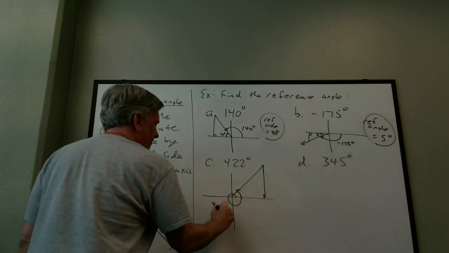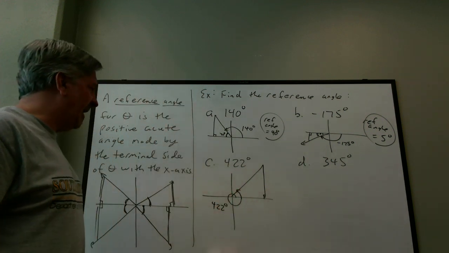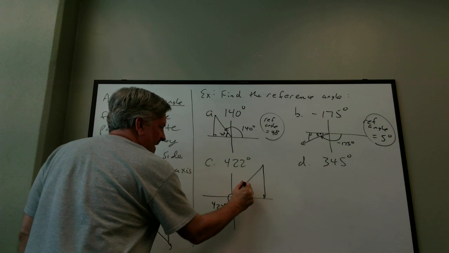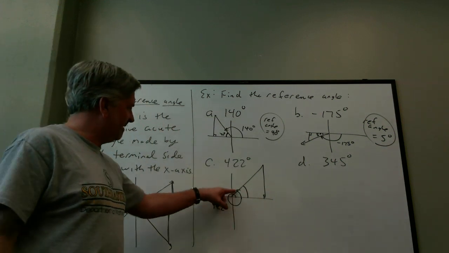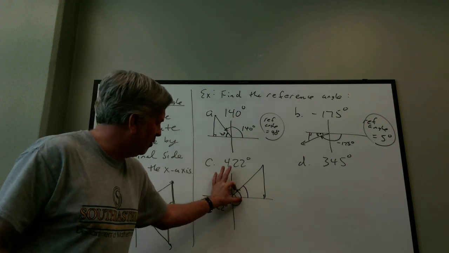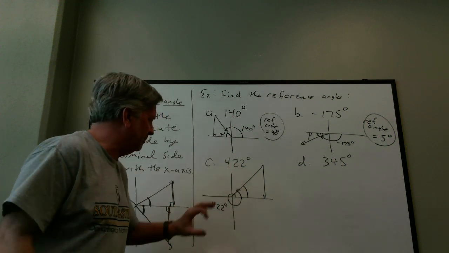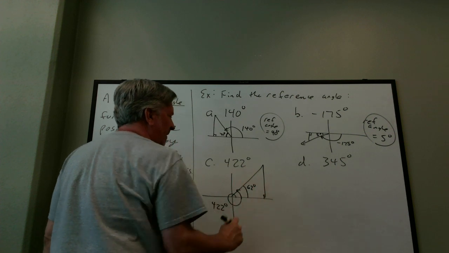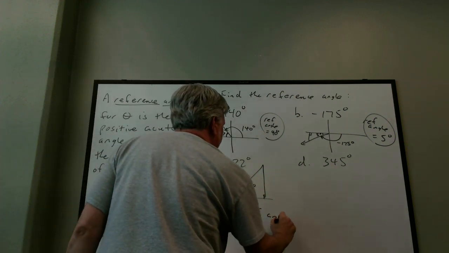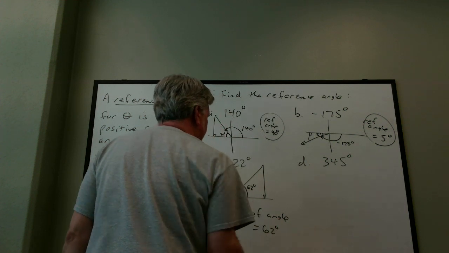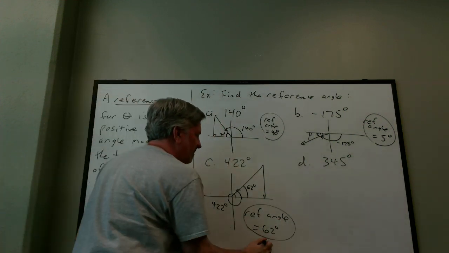So this is a picture of 422 degrees. Now what angle am I looking for? The reference angle is the angle here. Well, didn't I already figure that out? Right, I said all the way around was 360. How much more do I have to go? That was 62, so that's the answer here. So I actually figured out the reference angle in drawing the picture. So the reference angle is 62 degrees. Good, that's the answer for that one.